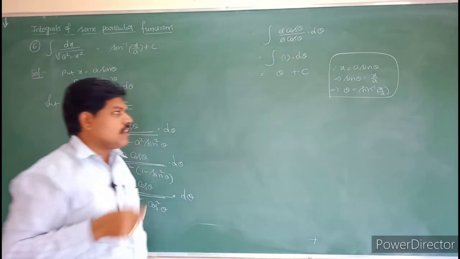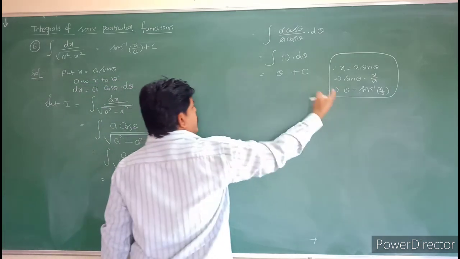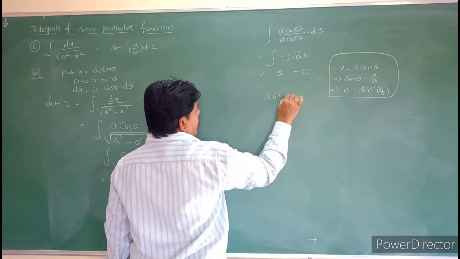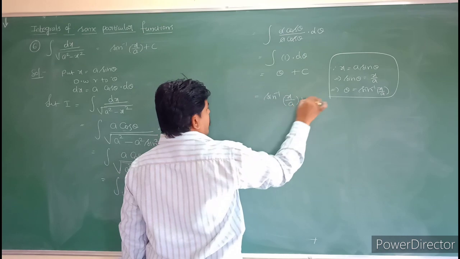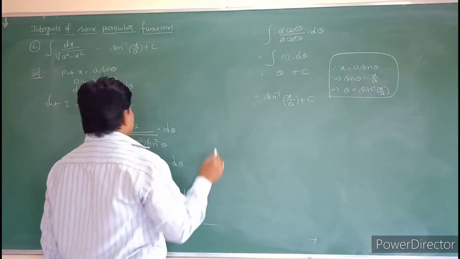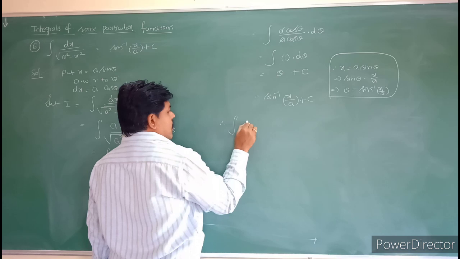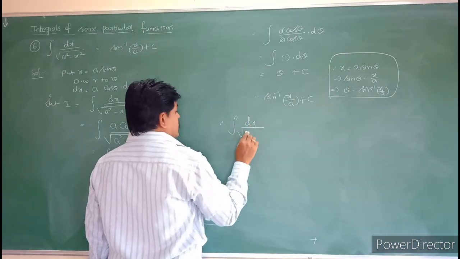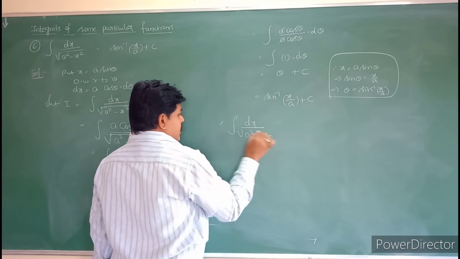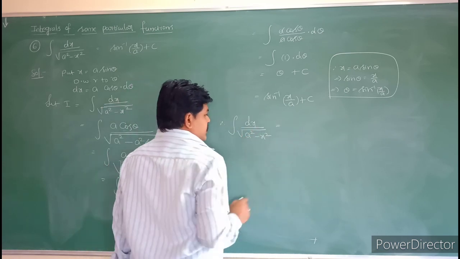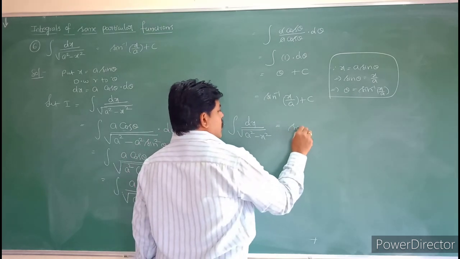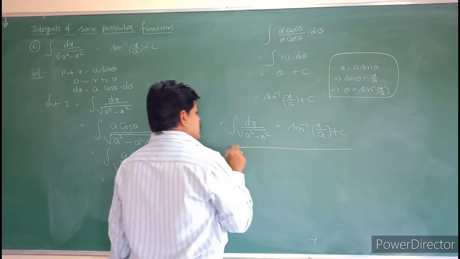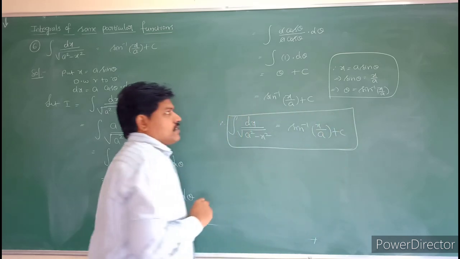What is theta? Theta is nothing but the sin inverse of x by a. We will substitute this value here. So that is equal to sin inverse of x by a plus c. Therefore, the formula is: integral of dx by root of a square minus x square is equal to sin inverse of x by a plus c.